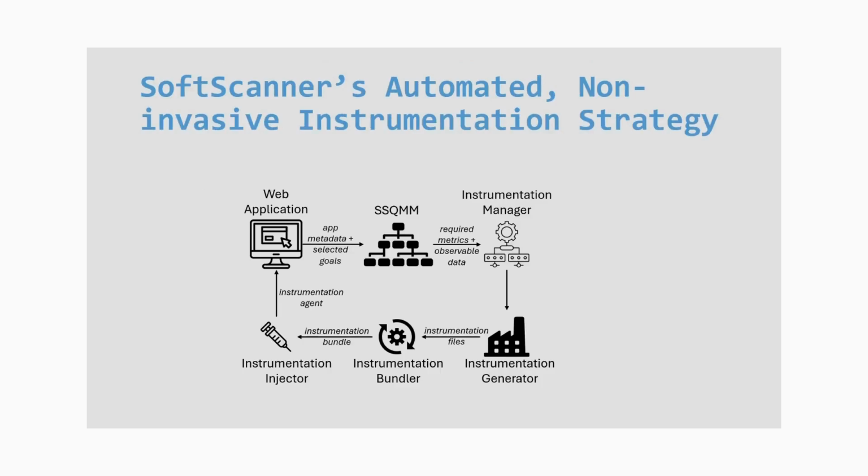So to address this challenge, SoftScanner automates the development and deployment of non-invasive instrumentation into the application. Instead of modifying the source code in multiple places, SoftScanner uses an automated instrumentation framework that injects the necessary instrumentation into a single entry point of the application. Based on the application metadata and the selected goals, the mapping model of SoftScanner identifies the required metrics and observable data, then provides them to the instrumentation manager.